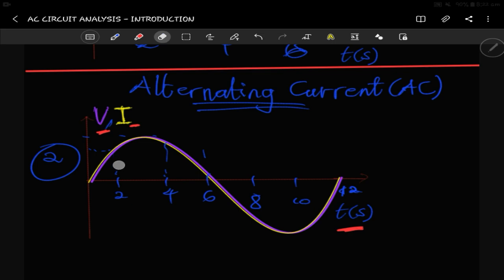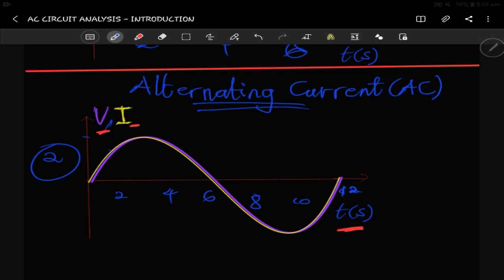And then most of them follow a particular pattern. For commercial voltage sources or current sources, they follow a particular pattern, just to make sure that it's stable enough with less disturbance, so we could predict what's happening. So that's it for AC.